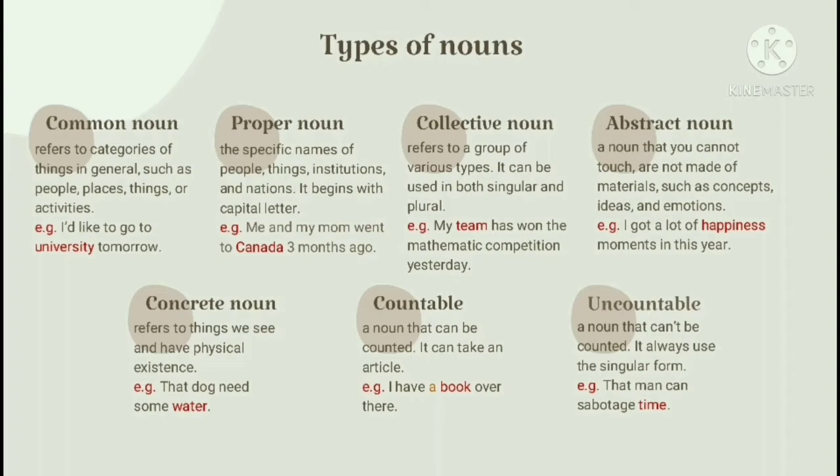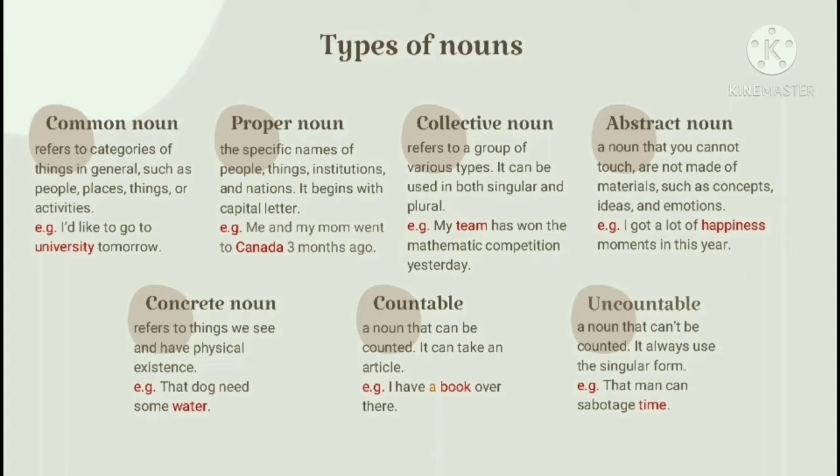The first type of noun, common noun. Common noun names any person, place, thing, or activity. Common noun refers to categories of things in general, never to specific examples. I would like to give you an example of common noun in a sentence. I'd like to go to university tomorrow. So the word university is the common noun because university is the name of a place.